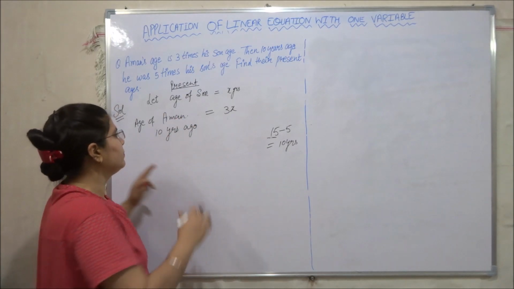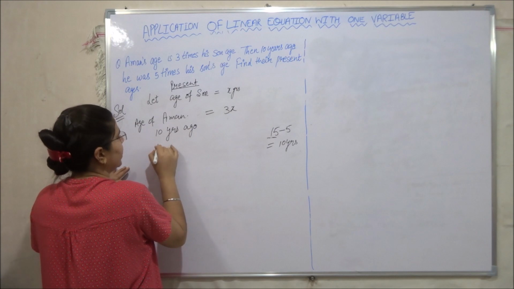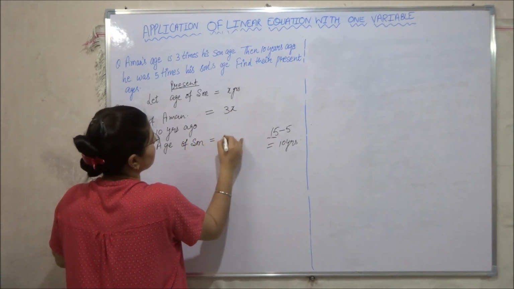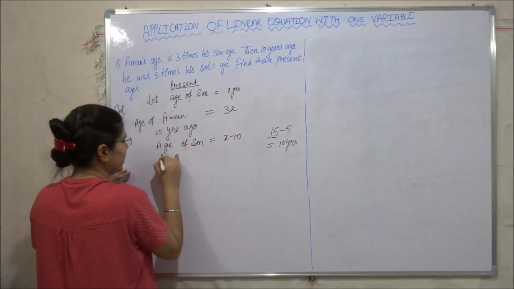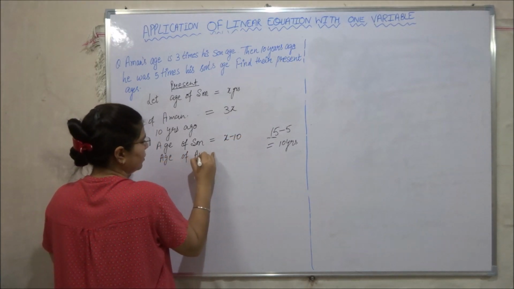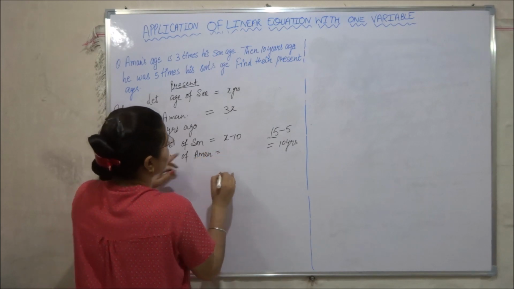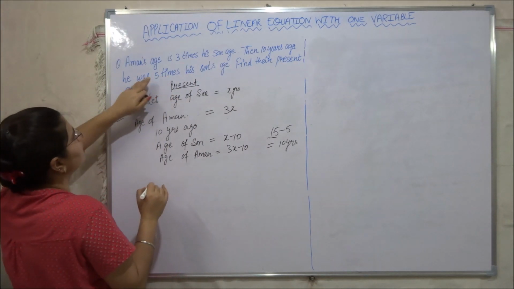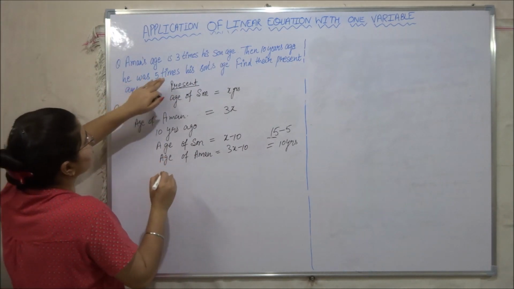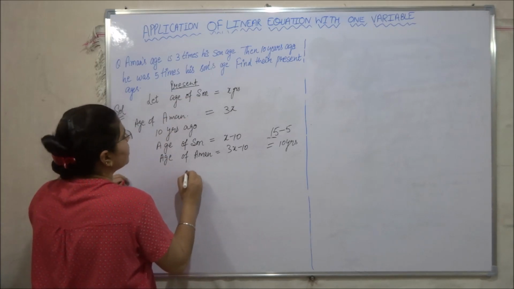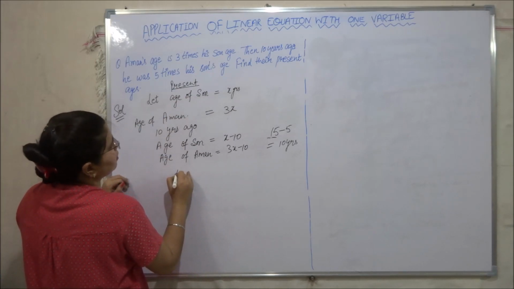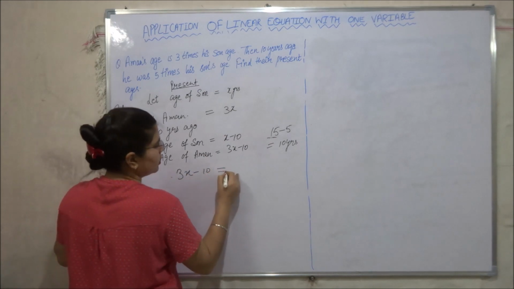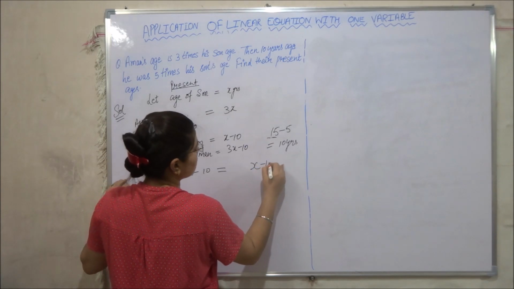In a similar way, 10 years ago age of son was x minus 10, and age of Aman, the father of his son, will be 3x minus 10. Now according to our condition, 10 years ago he was 5 times his son's age. That means 3x minus 10 is the age of Aman. Now this is the age of his son.